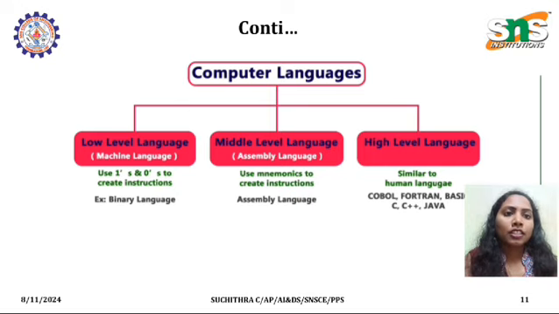You can see the computer languages as low level language, that is machine language, which uses zeros and ones to create instructions, that is binary language. Middle level language, that is the assembly language, uses mnemonics to create instructions. Then high level language, similar to human language: COBOL, Fortran, BASIC, C, C++, Java, Python, etc.